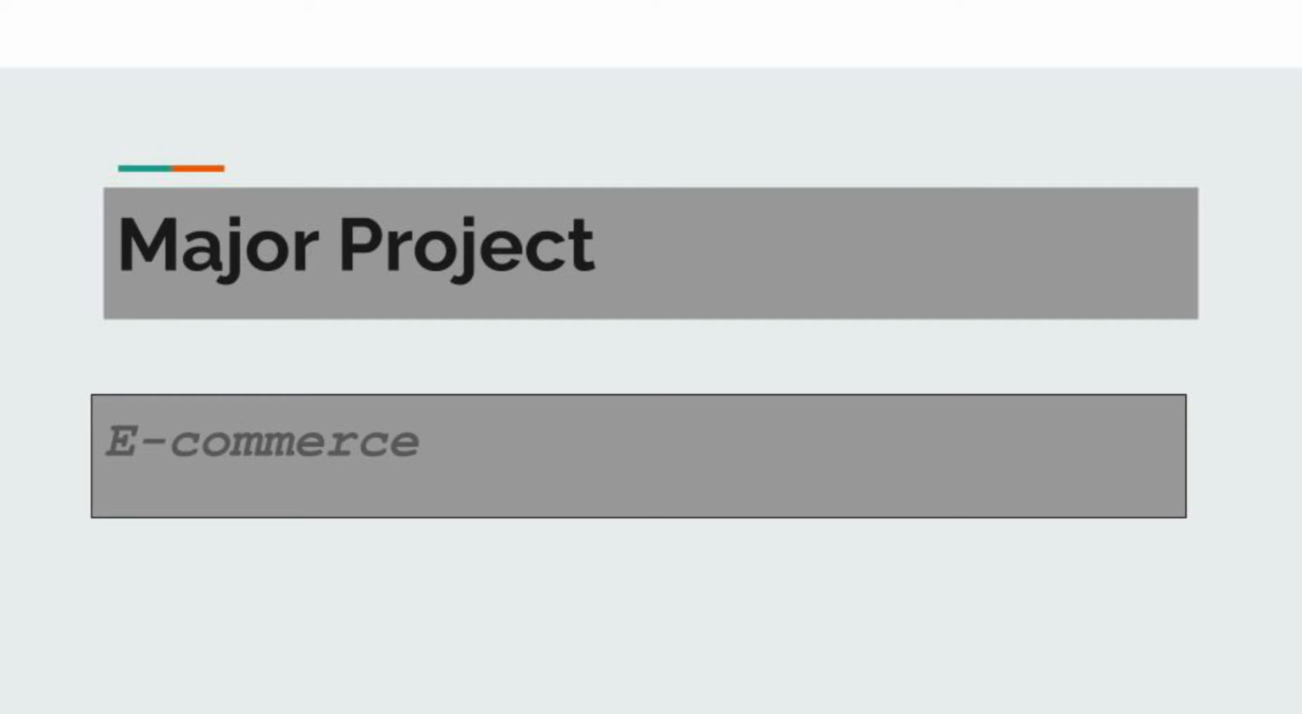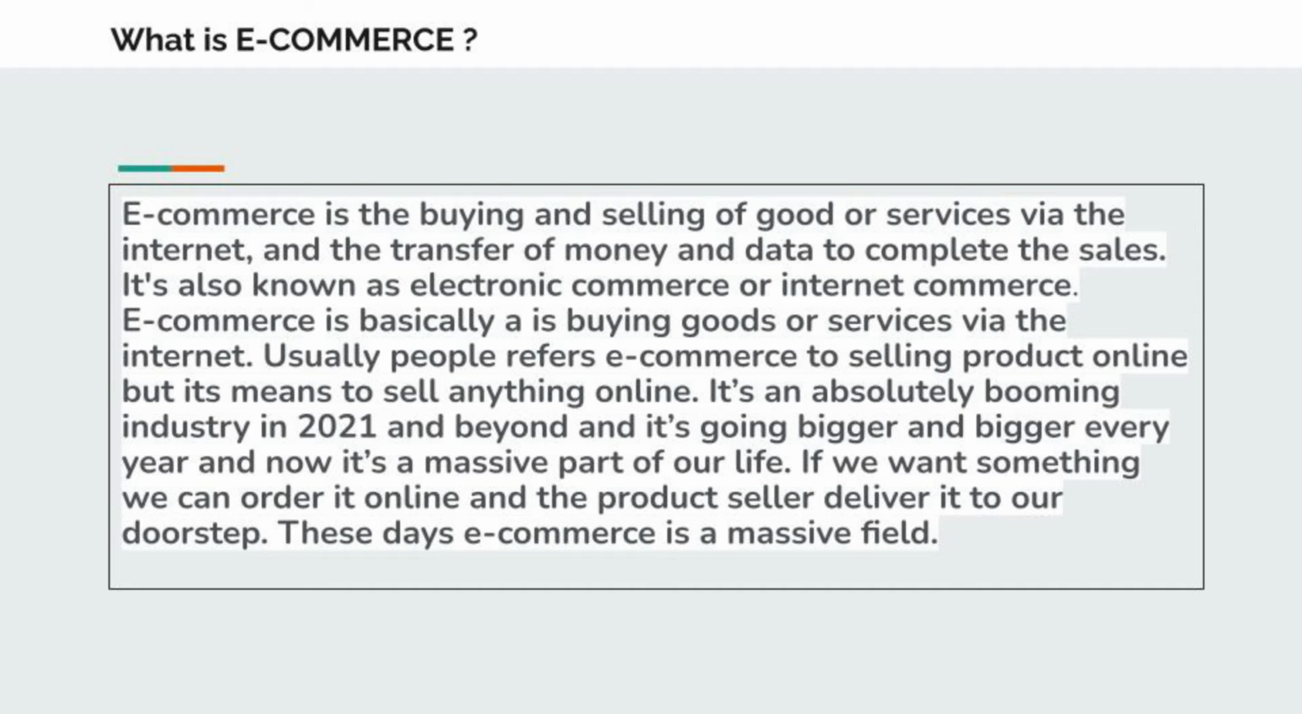Major project. E-commerce. What is e-commerce? E-commerce is the buying and selling of goods or services via the internet, and the transfer of money and data to complete the sales. It's also known as electronic commerce or internet commerce. E-commerce is basically buying goods or services via the internet. Usually people refer to e-commerce as selling products online, but it means selling anything online.